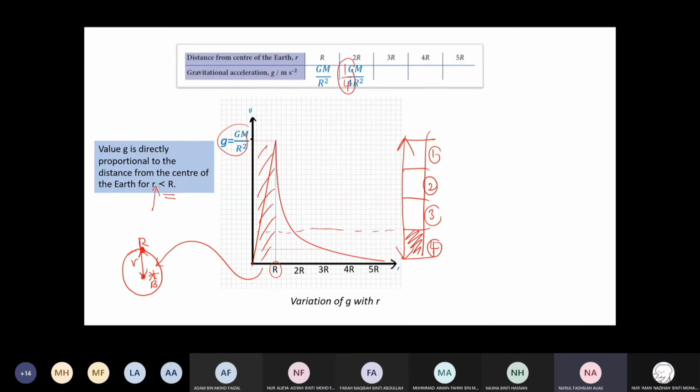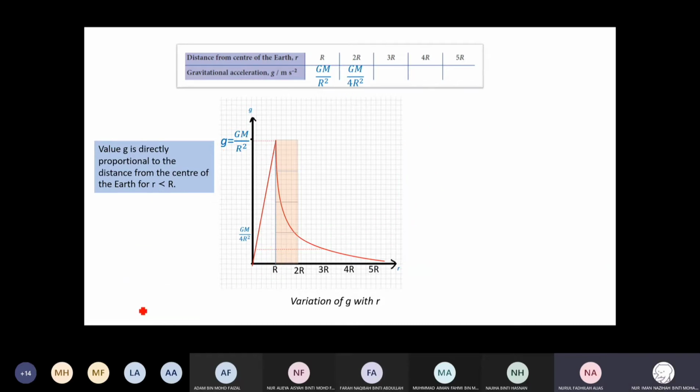Do you understand what I'm trying to say? Same thing. You see this, 1, 2, 3, 4. There are 4 boxes, as if. We divide into 4 parts. So for 2R, only 1/4. So that's it. This is its point. So this is the point for this one.